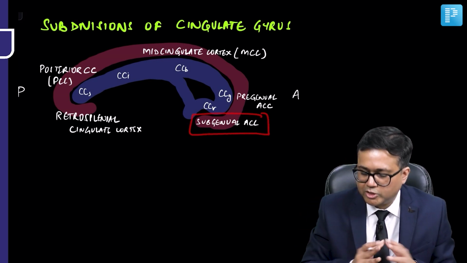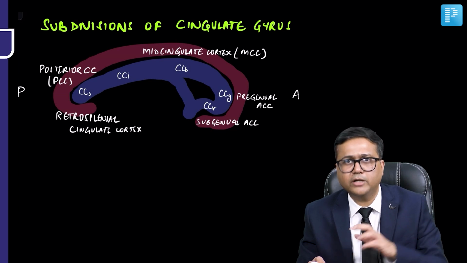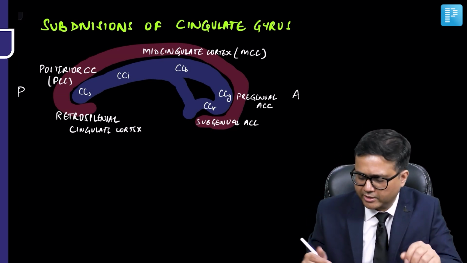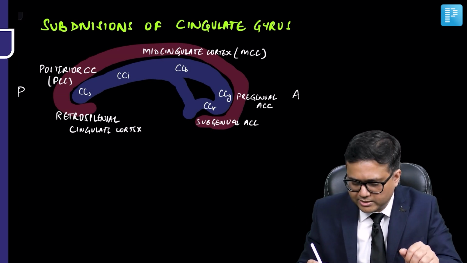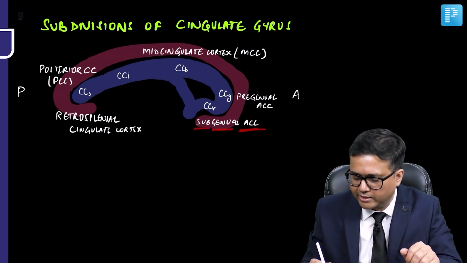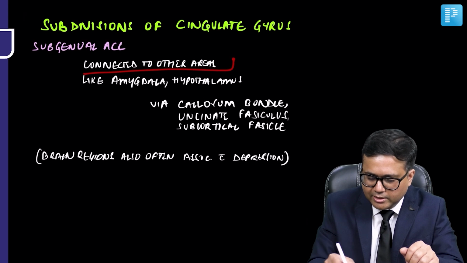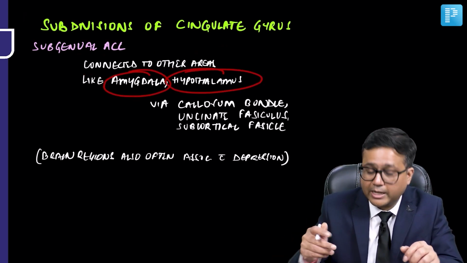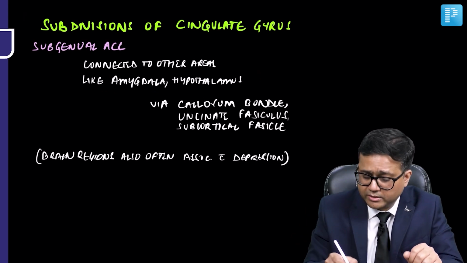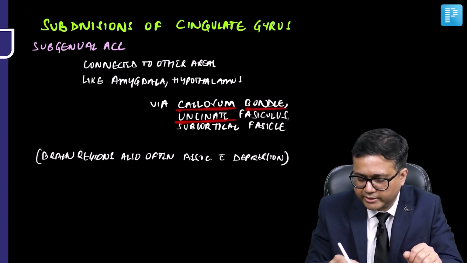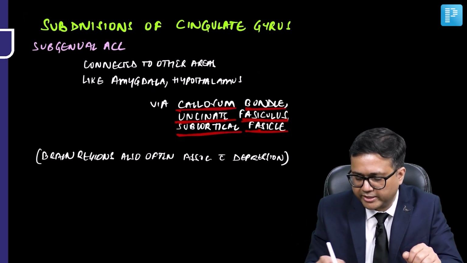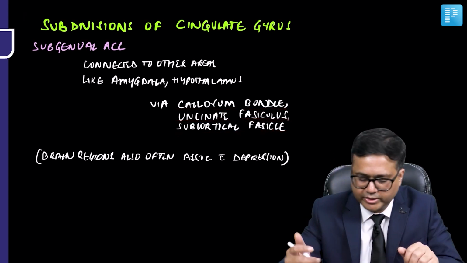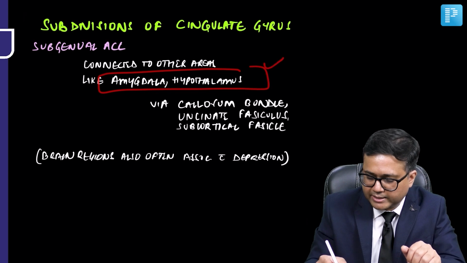Now this subgenual ACC again is important, so let's discuss this. Certain implications are related with psychiatry. Of course, other areas also. Let us discuss subgenual anterior cingulate cortex. Now this is connected in fact to various other areas such as the amygdala, the hypothalamus, via the callosum bundle, via the uncinate fasciculus, and by the subcortical fascicle. So via various white fiber tracts, they are connected with some of the important areas such as amygdala and hypothalamus.